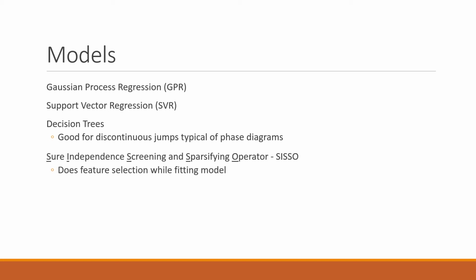Next is SISSO. SISSO stands for Sure Independence Screening and Sparsifying Operator. In principle, it carries out nonlinear regression while simultaneously narrowing down the number of features used in the model. This is of interest particularly for the property feature set because the chosen features might lend us some insight into the nature of HEAs and SFE in general.